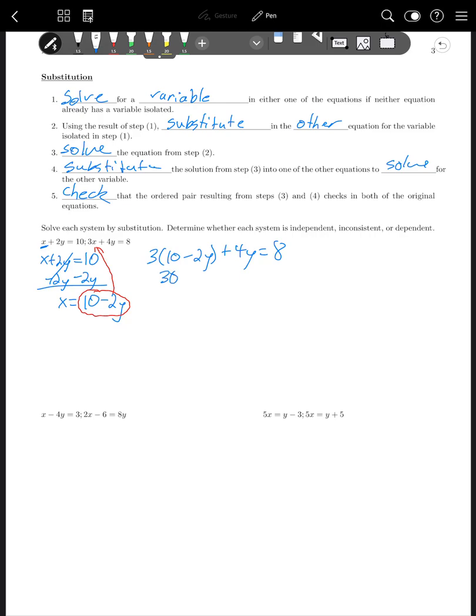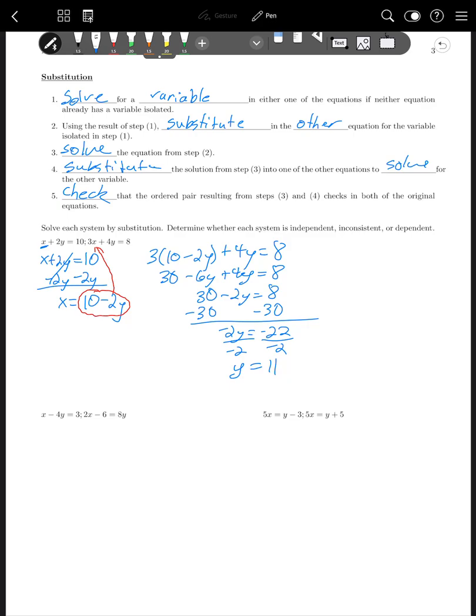So distribute, so 30 minus 6y plus 4y equals 8. Combine like terms, so 30 minus 2y equals 8. Subtract 30 from both sides. So negative 2y equals negative 22, and then divide by negative 2. So y equals 11.